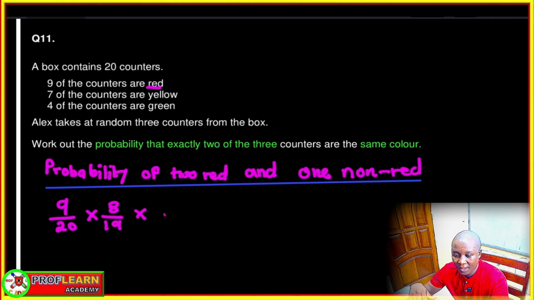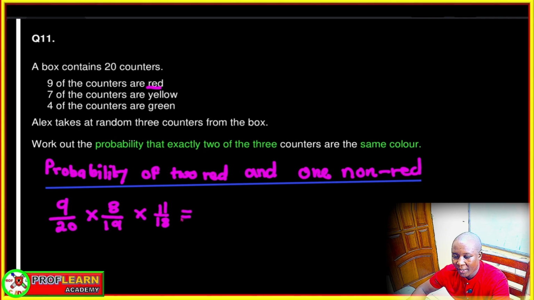Now picking for the second time, if it's red, it will be 8 over 19 because 1 has already been picked. Then picking the non-red counter: 7 plus 4 would be 11 non-red counters. So that would be 11 over 18.